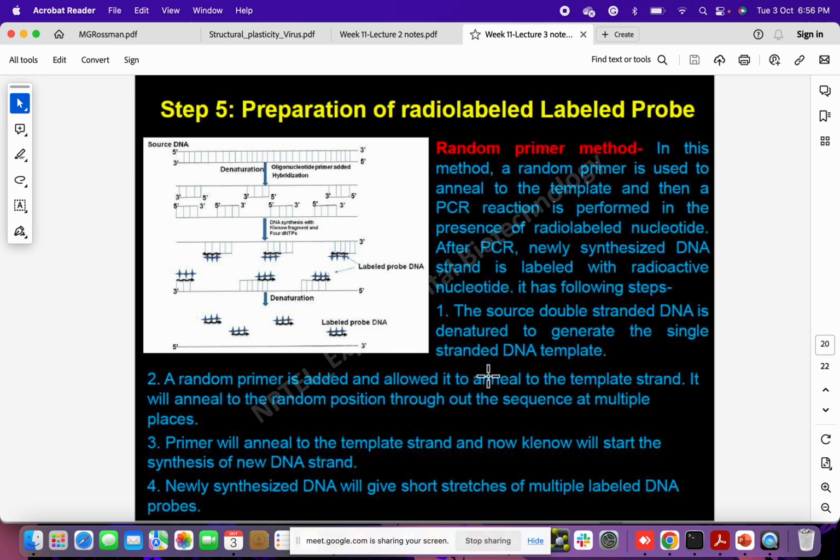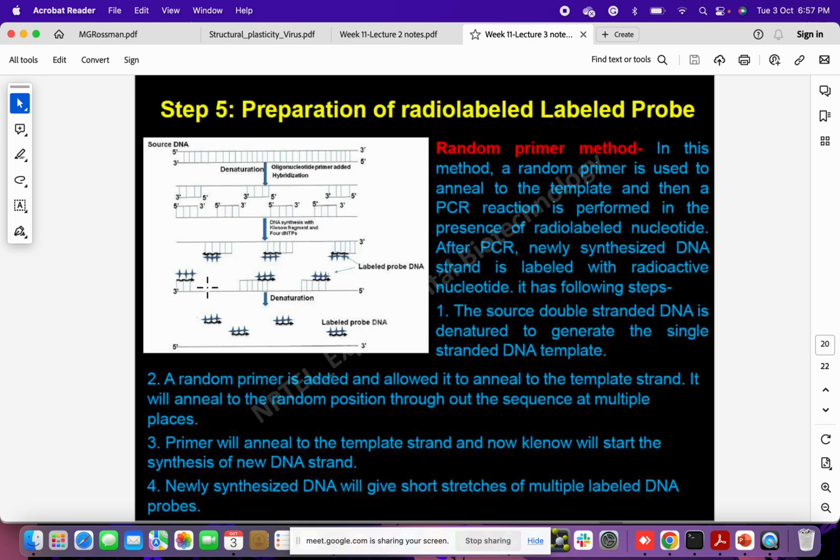Preparation of radio labeled probe. So this is the source DNA. Oligonucleotide primer you have to add for hybridization, and then you have to denature also, so that those two strands get separated, and then you can do DNA synthesis and clean your fragments and four dNTPs you have to add. So this is basically a random primer method.